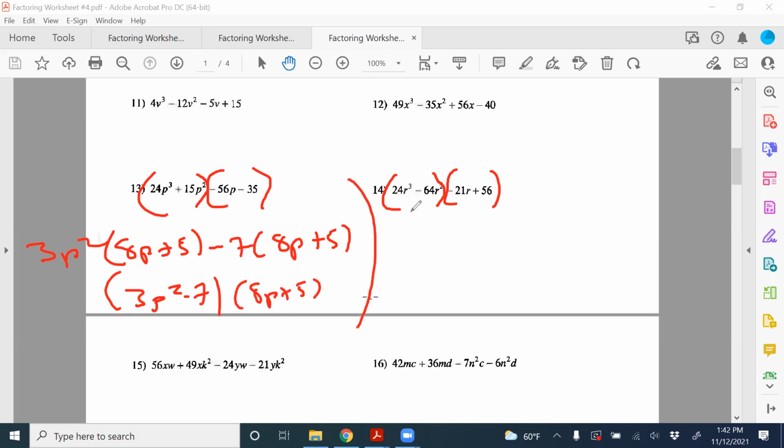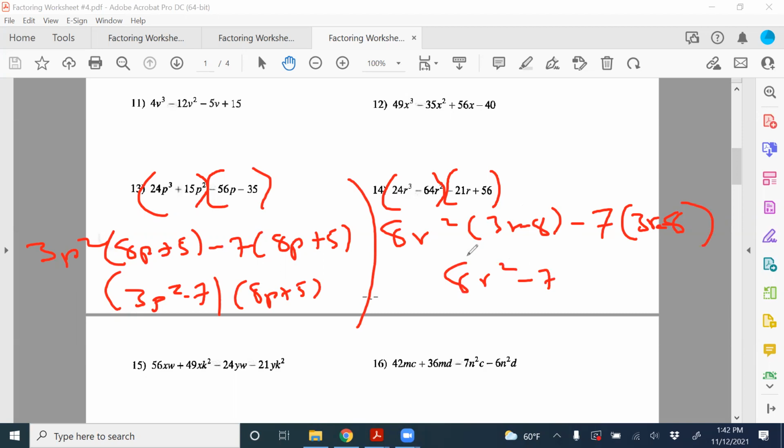Now here, I could pull out an 8, I believe, 8r squared. So it's 3r minus 8. And pull out a negative 7, 3r minus 8 again. If you pull out negative 7 from 56, you get negative 8. So 8r squared minus 7, 3r minus 8, and there we go.